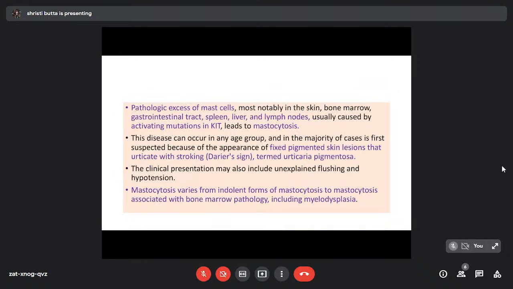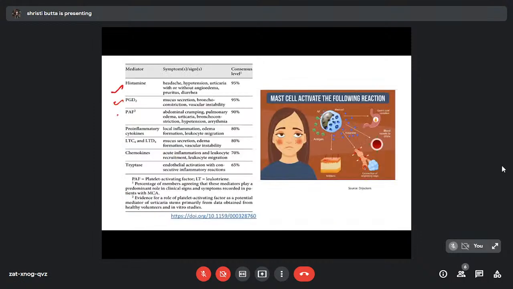Mediators of mast cells like histamine, prostaglandin D2, and platelet activating factors have been implicated in symptoms like headache, hypotension, urticaria, with or without angioedema. Okay. You also have prostaglandin D2, which results in mucus secretion, bronchoconstriction, and vascular instability. Platelet activating factors have been implicated in abdominal cramping, pulmonary edema, urticaria, bronchoconstriction, hypotension, and arrhythmias.